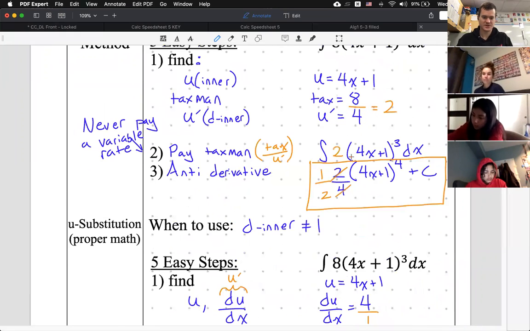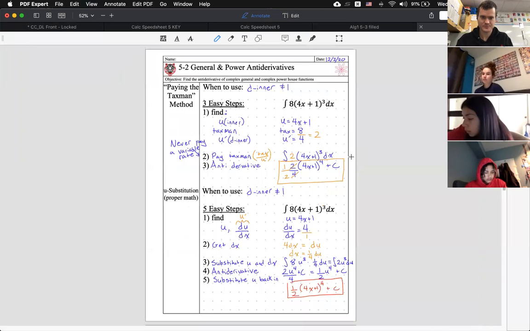Let's look at our objective and zoom out. So our objective is to find the antiderivative of complex general and complex power functions. How well do you think you can do this objective with a fist of 5? 4, 4, and 4. All right, cool. Well, that concludes that lesson.